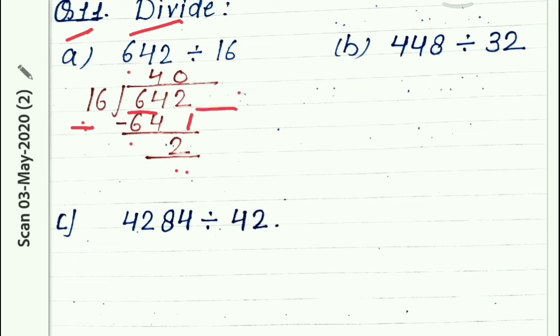So we take one more 0. So what will the required answer be? 2 as the remainder and 0 as the quotient. Is that clear? Similarly, the next part is also given here, B.